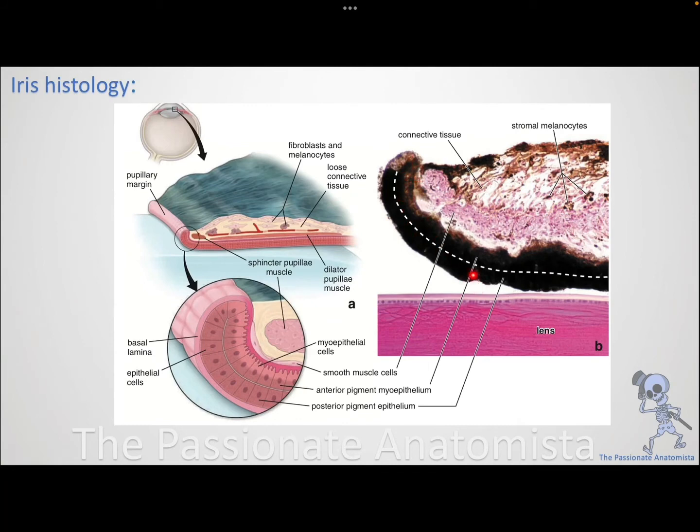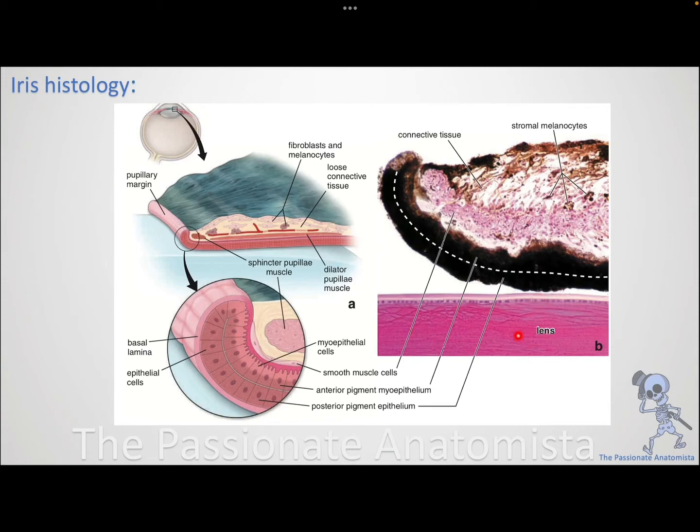This is your iris here, and this is the space of the pupil. If you have a muscle that is near the pupil, this is going to be the sphincter pupillae. If you have it far away, and this is the pink part, it's your muscle, it's going to be the dilator pupillae.